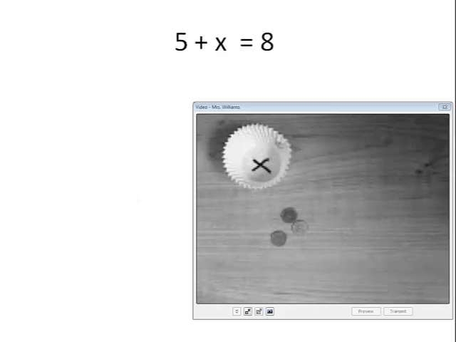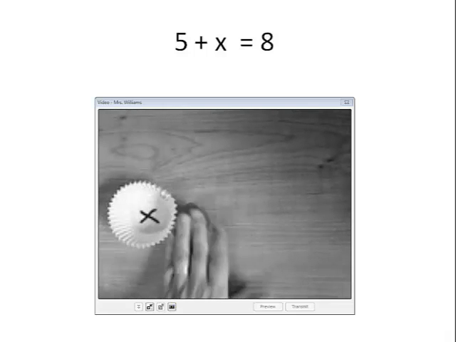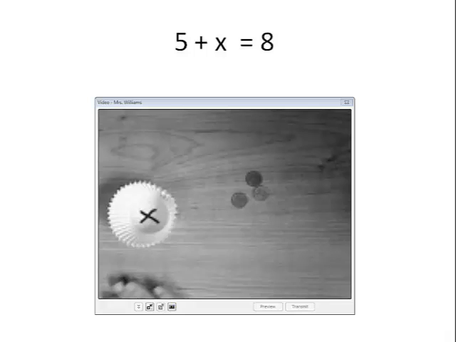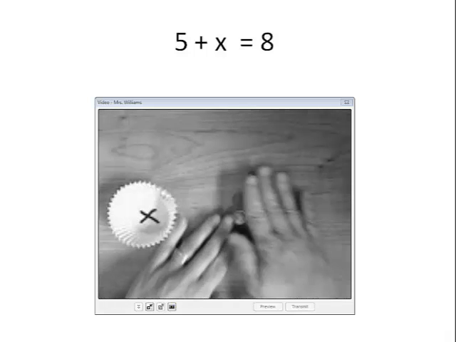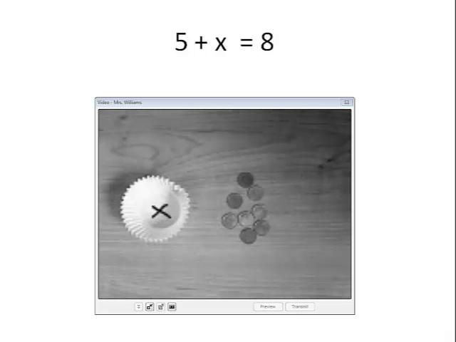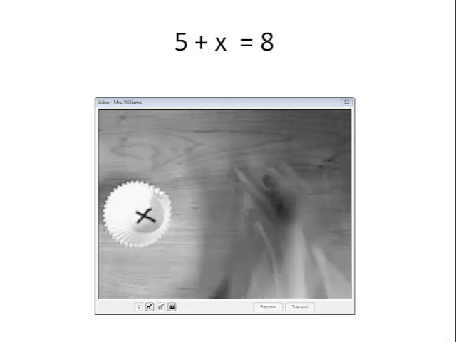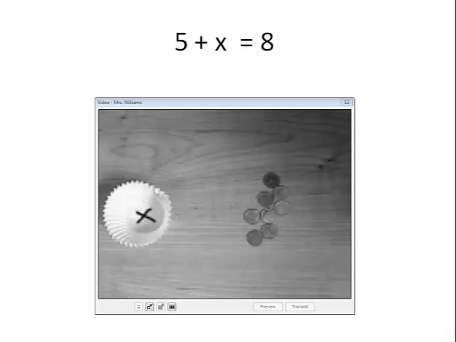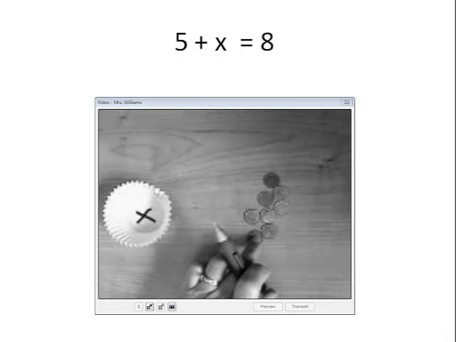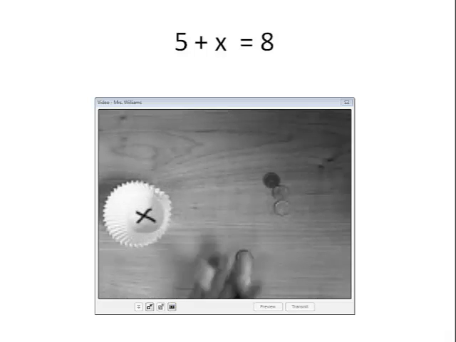Let's take a look at another example. Let's say we have 5 plus x is equal to 8. Let's set this up. We only have 1 x box, and it has to be equal to 8 pennies here. Okay, so that represents our x block plus 5 is equal to 8. Now, 5 is our constant. So what we did is we took away 5. 1, 2, 3, 4, 5.